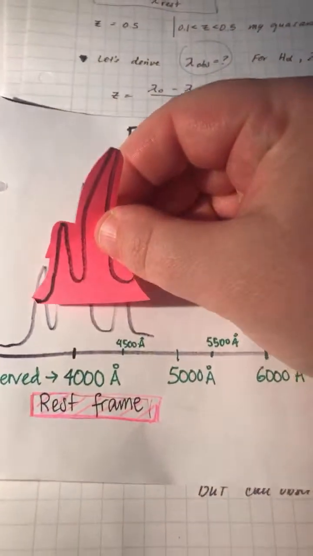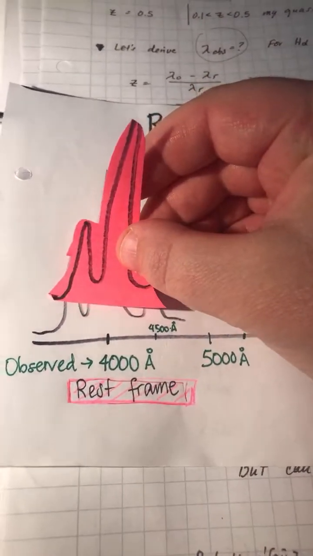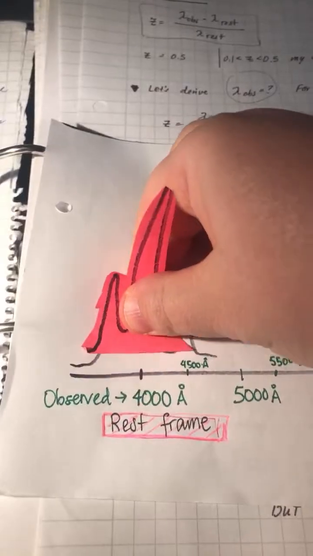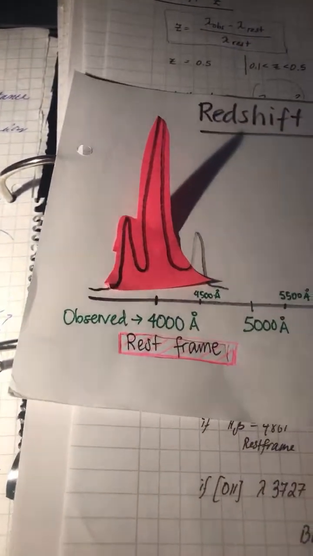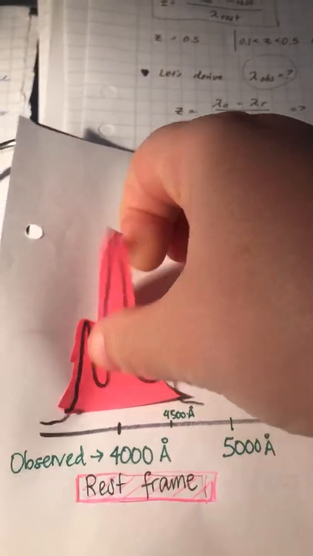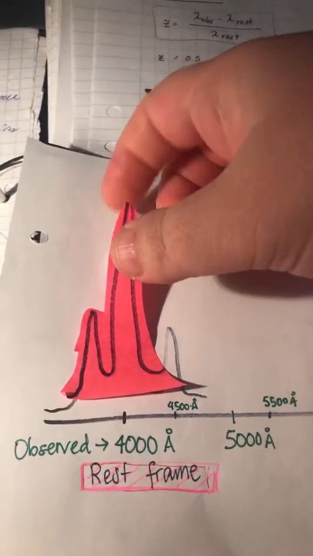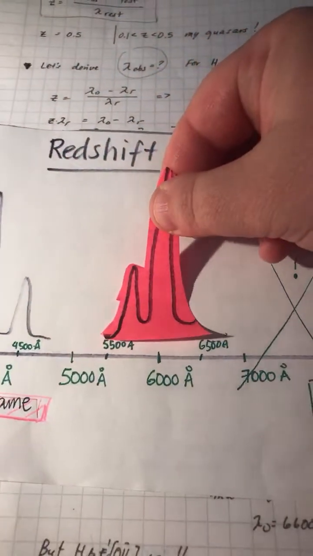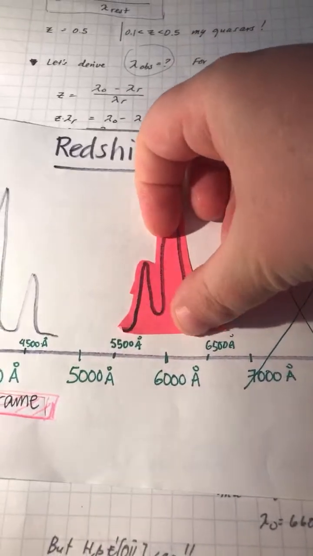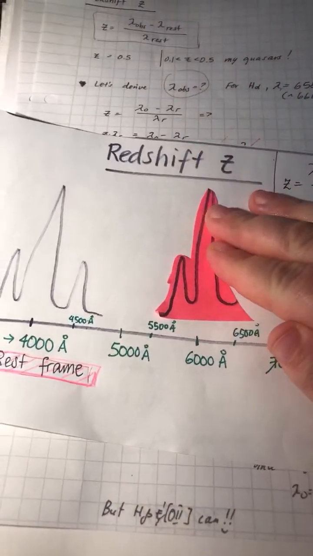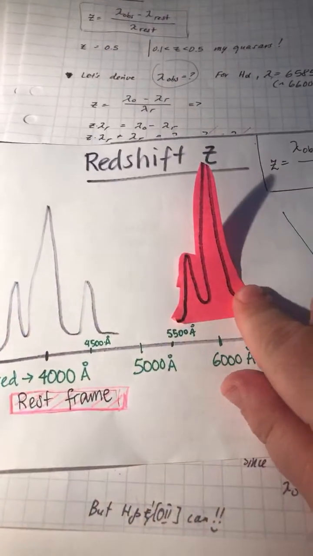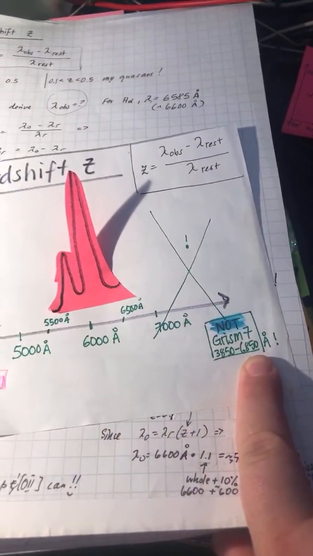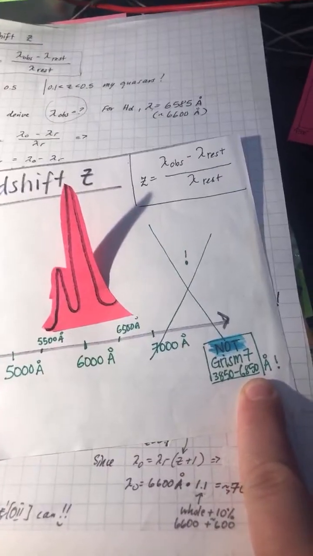But if you had a rest frame 4,000, such as the O2 emission line, 3727, I believe, yes, it's about 4,000, then at redshift 0.5 it moves to be about here, 6,000. The observed wavelength of this emission line, which used to be here in rest frame, is now observed to be 6,000 angstroms, and it is within our GRISM number 7 observing window.